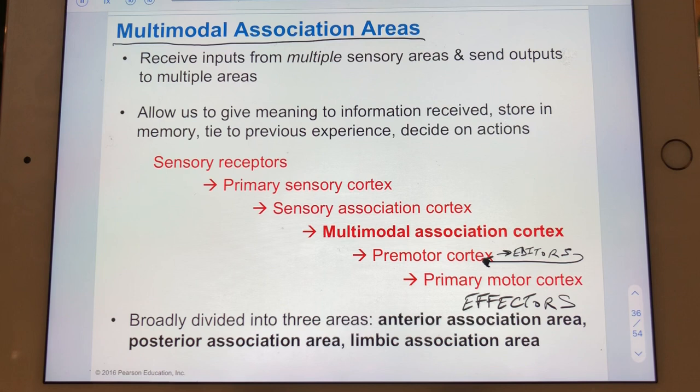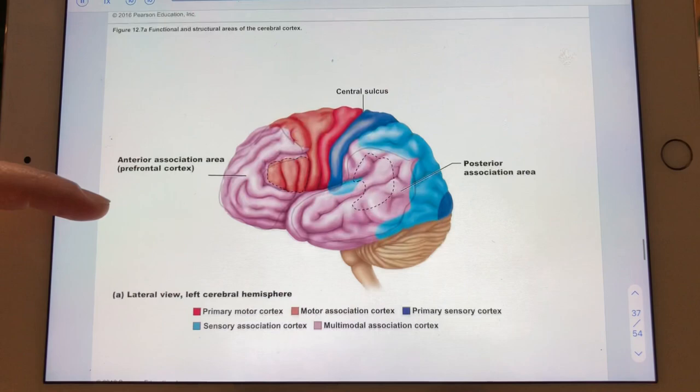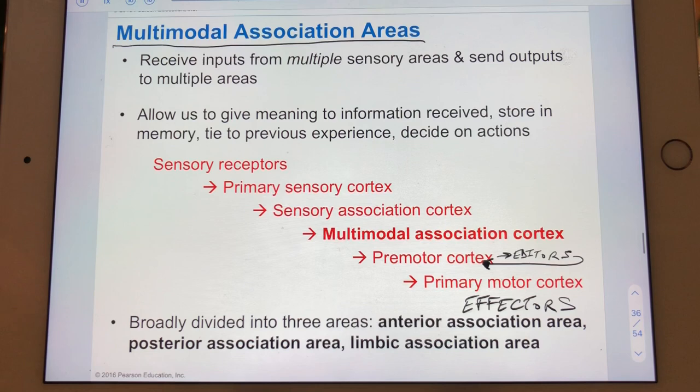Okay, once we know who the editors are, we'll do this list again much more carefully and cleanly. Okay, I promise. For now, let's find out who the multimodal association areas are. There are three of them. Main multimodal association areas: an anterior association area, which goes by another name that we'll find out soon, a posterior association area, and the limbic association area.